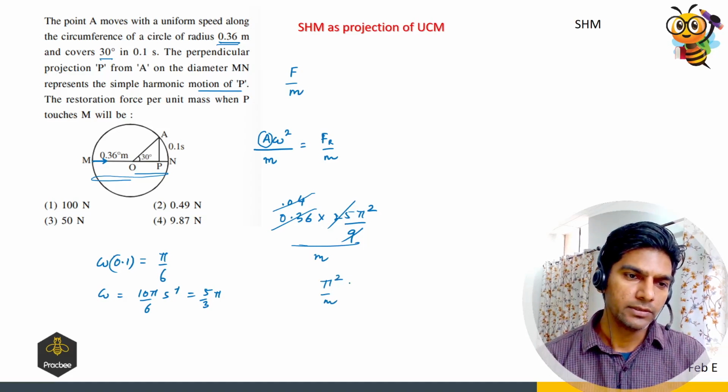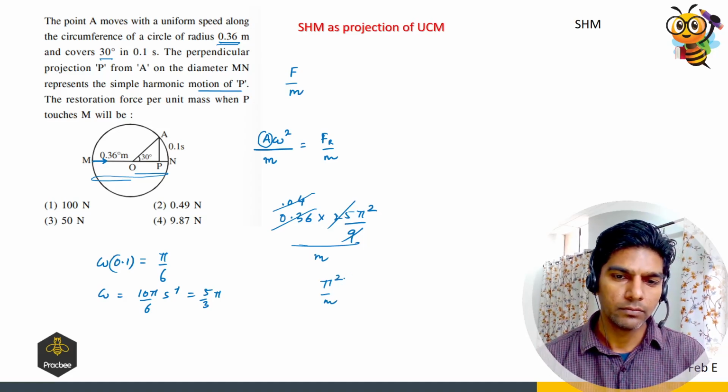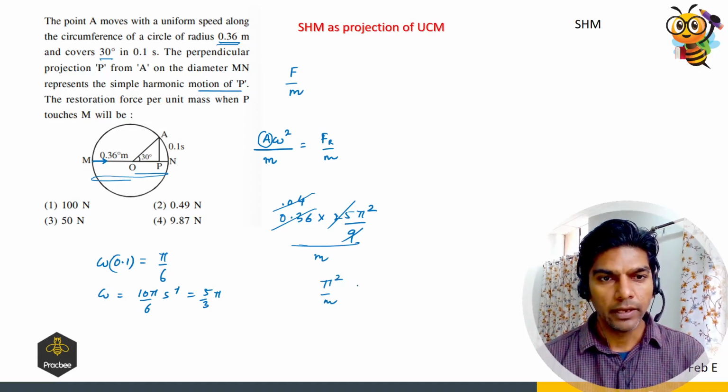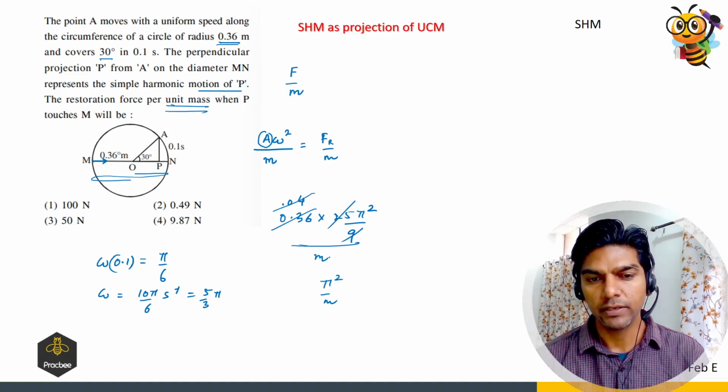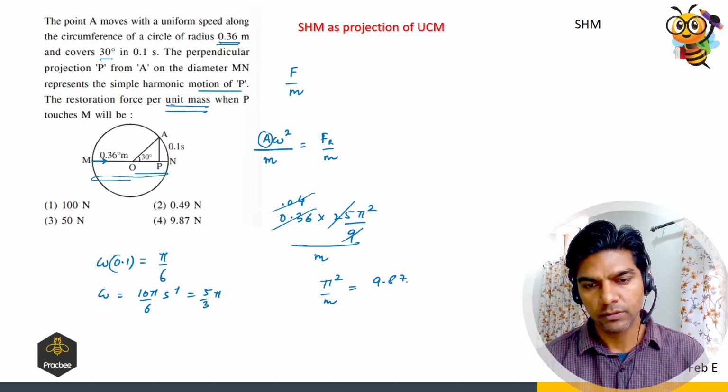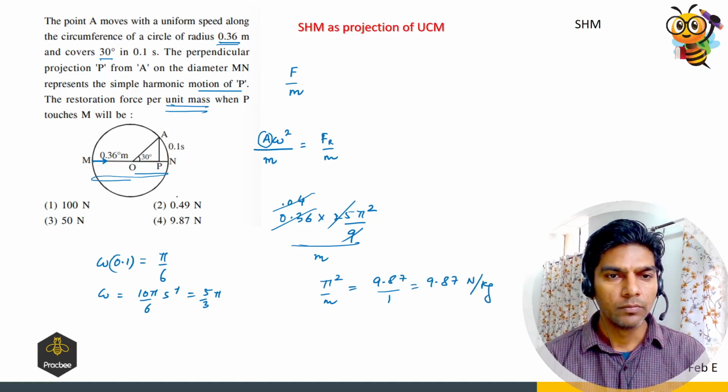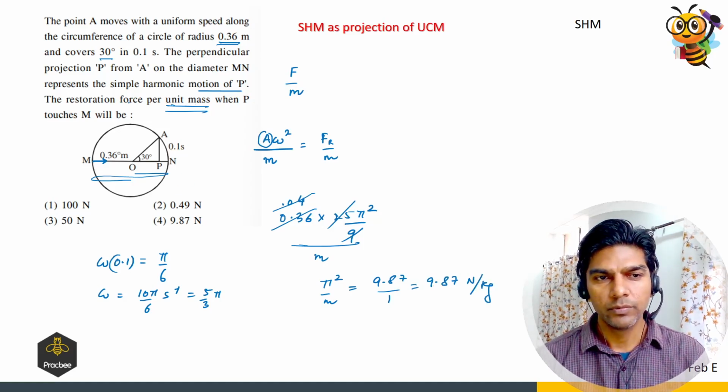Now pi square is nearly equal to 9.87, right? I think they have taken it per unit mass, so they have taken m as 1 kilogram. So this comes out to be 9.87 divided by 1. It will be 9.87 Newton per kilogram. It should be Newton per kilogram, the restoring force per unit mass, right? So option 4 is the right answer.